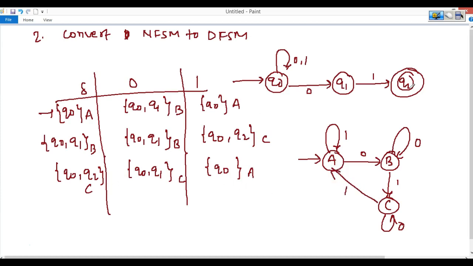Which is the final state? In this question the final state is Q2. So the set which has Q2 should be the final state. Here no Q2, here no Q2, and this state has Q2, so this should be the final state, meaning C should be the final state. This is the NFA, and this is the DFA for the corresponding NFA.